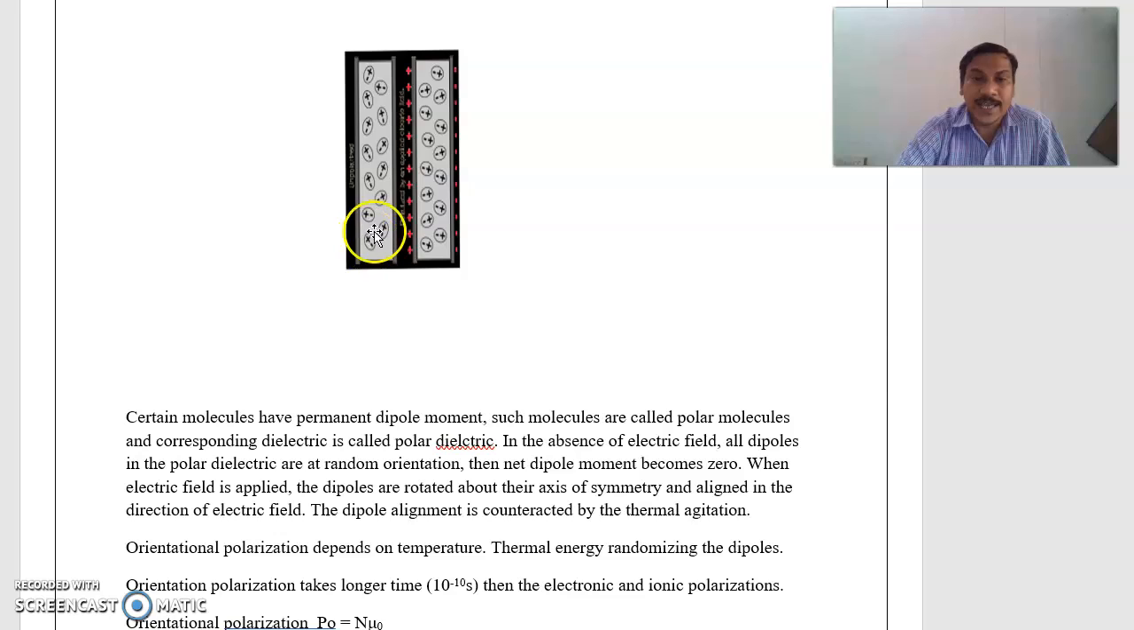So here in the first diagram, if there is no applied electric field, then these dipoles are randomly oriented. One is in the upward direction, one is in the left side direction, one is in the right side direction, one is in the downward direction. So in the first diagram, all the dipoles have dipole moments in different directions. So the net dipole moment, one dipole moment is cancelled by the other, so the net dipole moment becomes equal to 0.